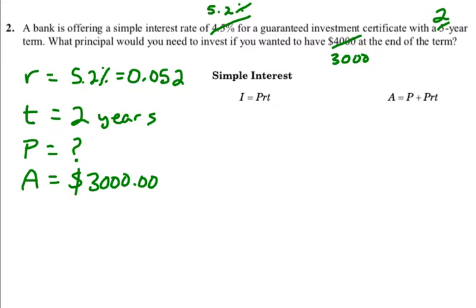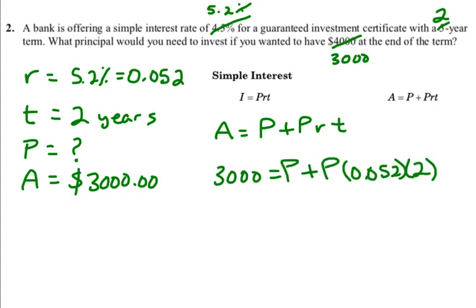These are the formulas that were given on the formula sheet, and we need to use the one that has the A, the R, the T, and then we find out what P equals. So we're going to use that second one. If instead we were told that there was $200 interest, then we could use the first one. So we write it down and we enter in all of the data that we have. We know the 3,000, we know the 5.2%, which you write as a decimal, and we know the time. So we write all that in.